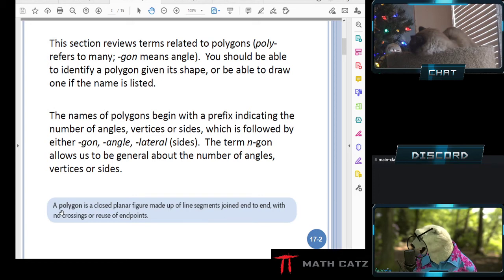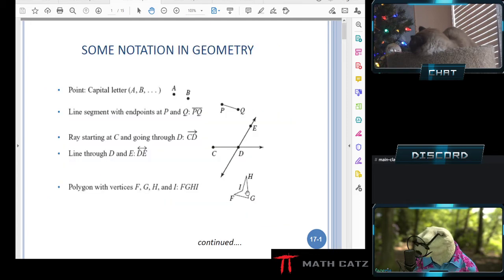There's a couple of requirements. A polygon is a closed planar figure. What does that mean? Well, I'm drawing a shape. I'm drawing it on a two-dimensional surface, on the plane, on your screen, on your paper. Call that a planar figure. And it has to be closed, meaning I can't have an open gap. And we're going to see examples in a second.